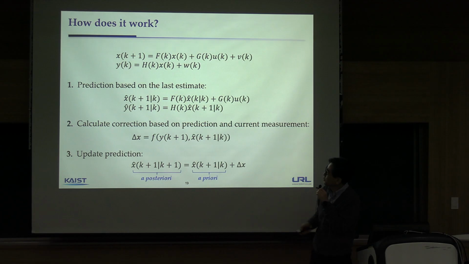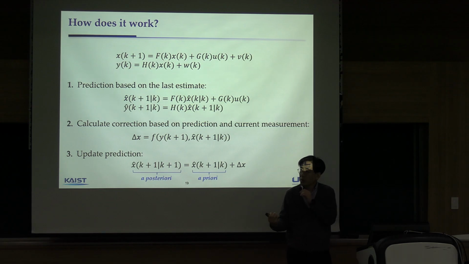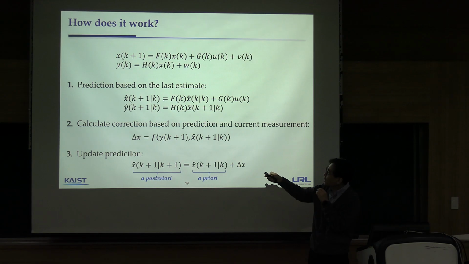So we have three steps in the Kalman filter. First, prediction based on the last estimate. Because we already know F, G, H, we can estimate that. So x hat and y hat could be obtained, but until now we don't have the observation incorporated in this equation. So that's why we have k bar. Given the measurement at time k, we want to estimate the position at time k plus 1 and the measurement at time k plus 1.